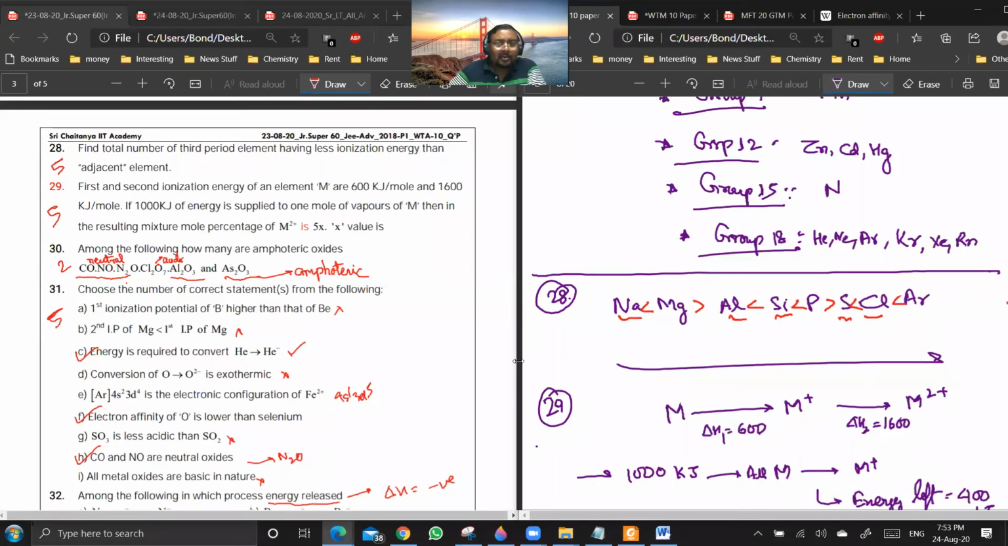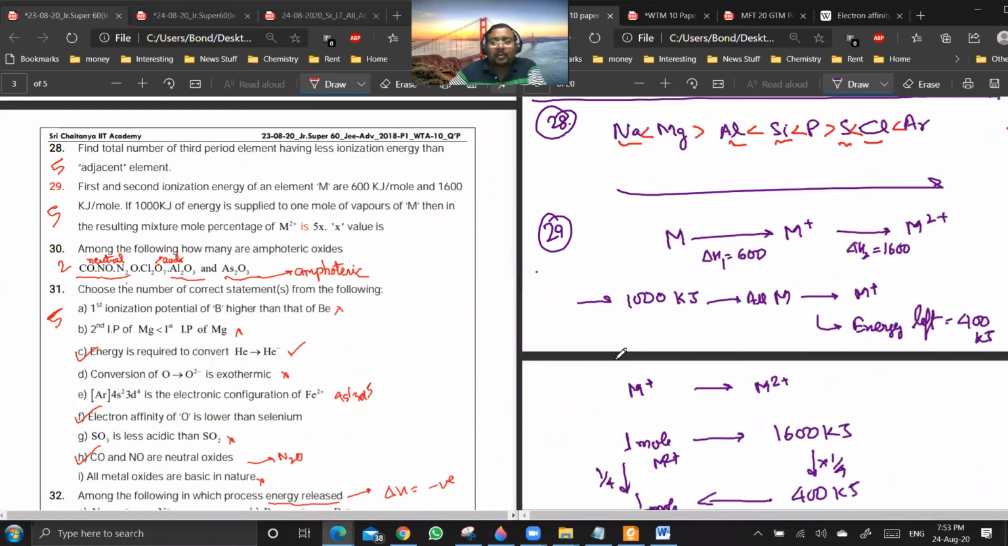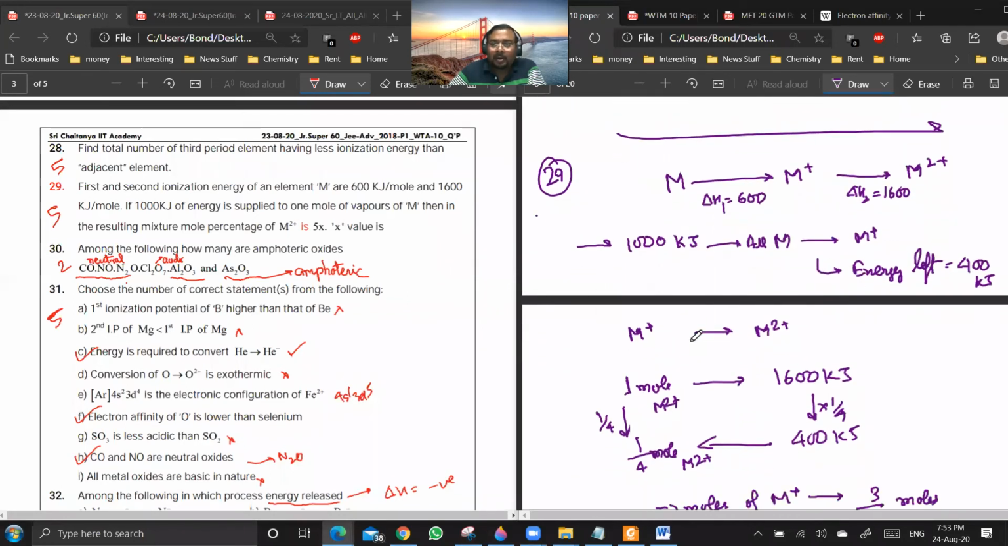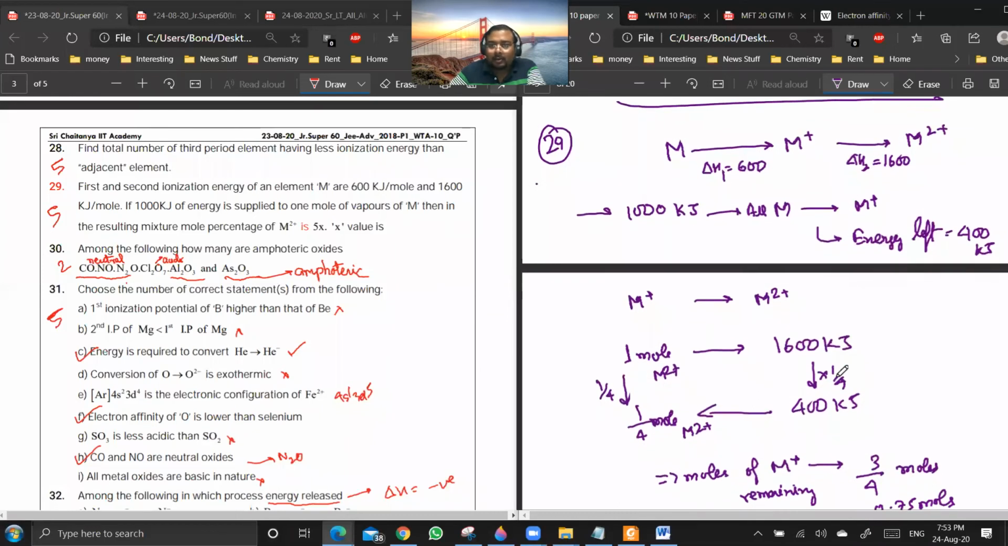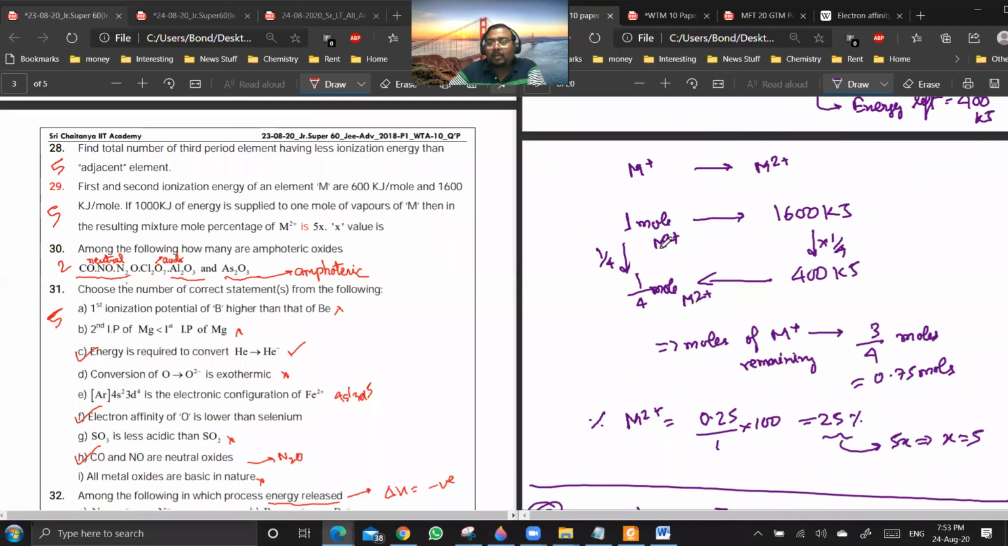Now 29, someone was posting a problem similar to that. Do you have any doubt in this? So basically, if you are giving 600 kilojoule per mole, all of M will be converted into M plus. Then from M plus to M2 plus, only a fraction will go because you have only 400 kilojoules of energy left. I think you can do this question.